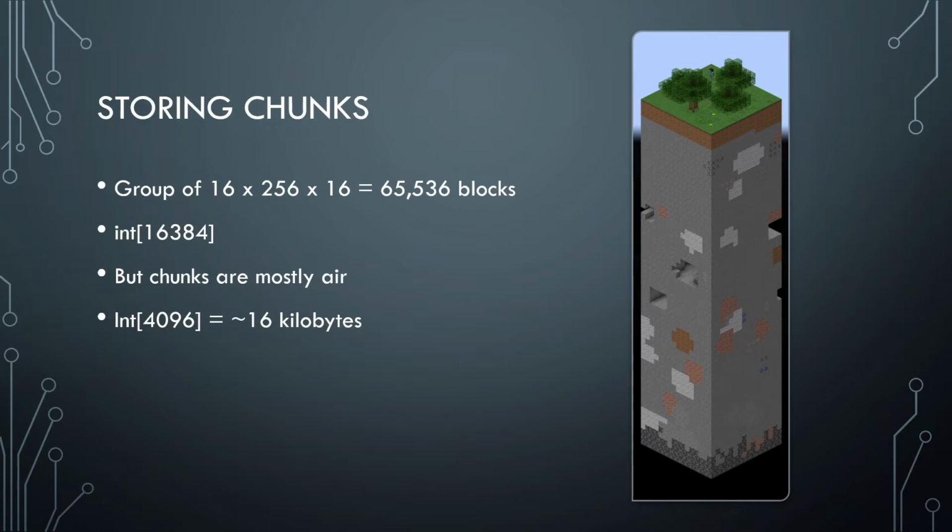That means that you can squish this size all the way down to 4096, which is only about 16 kilobytes. And that's pretty dang good. But remember, we're only storing the ID of the block. That's it. Just what type of block it is. A single byte per block. That's it.